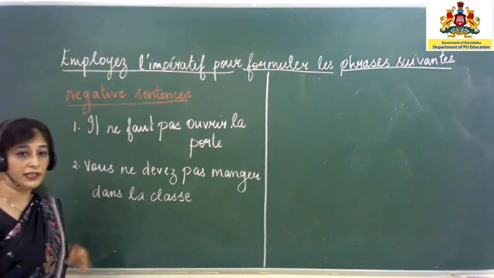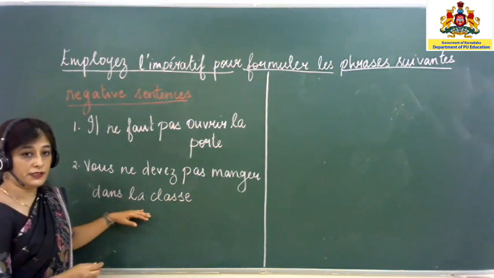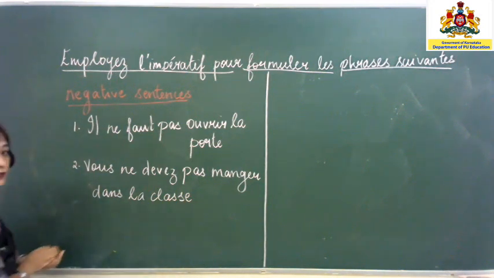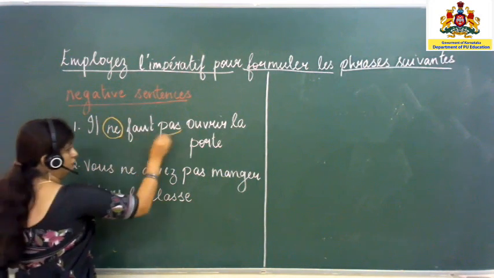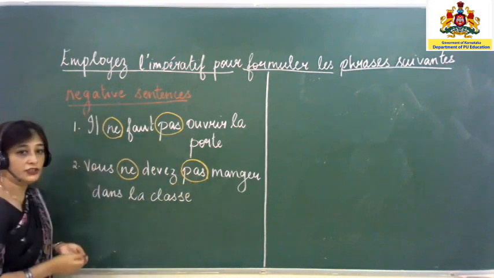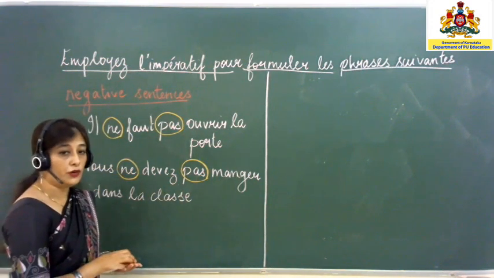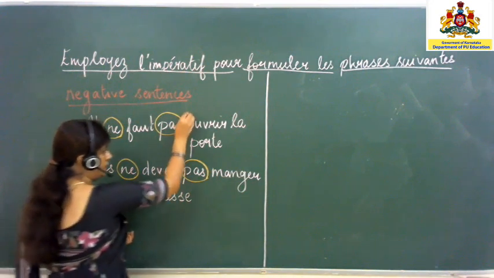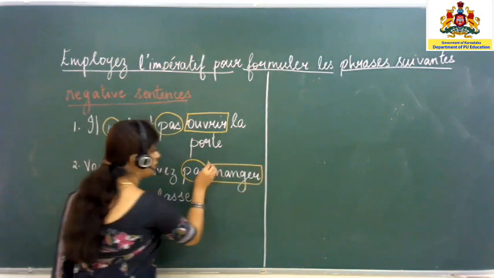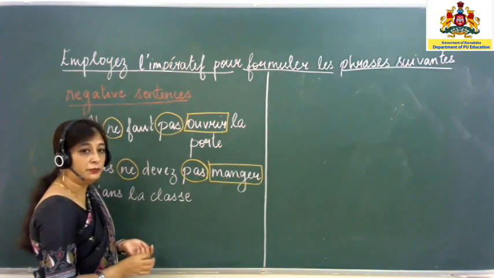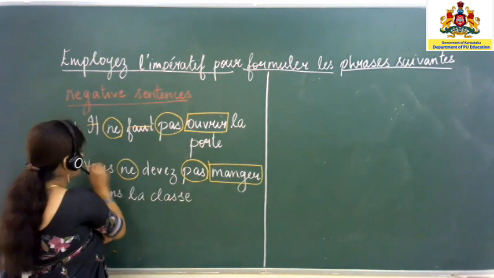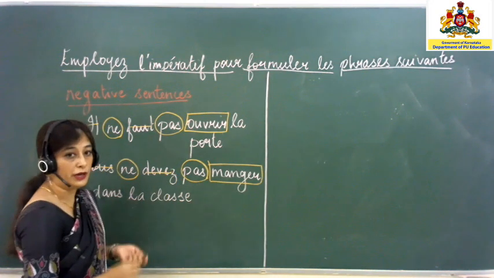Now this is the first type. There are two types you will be learning under negatives. This is the first type, where in the question you already have the ne and the pas given to you. So the first set of the rules remain the same. Look for the unconjugated verb in the sentence. This is my unconjugated verb in both the places, ouvrir and manger. Remove, leaving the ne pas, all that is before the unconjugated verb. So il faut is removed, vous devez is removed. So ne and pas remains.